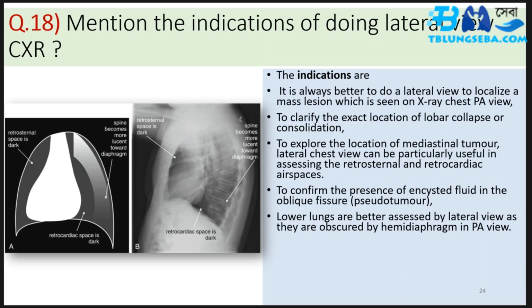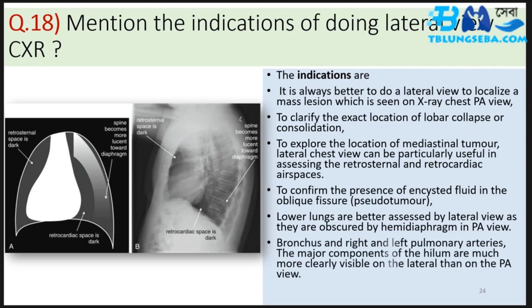Lower lungs are better assessed by lateral view as they are obscured by hemidiaphragm in PA view. Bronchus and right and left pulmonary arteries, the major components of the hilum, are much more clearly visible on the lateral than on the PA view.